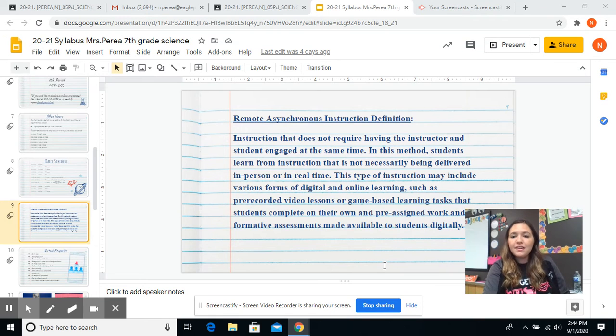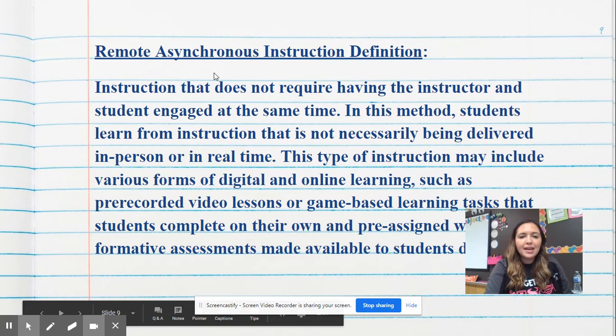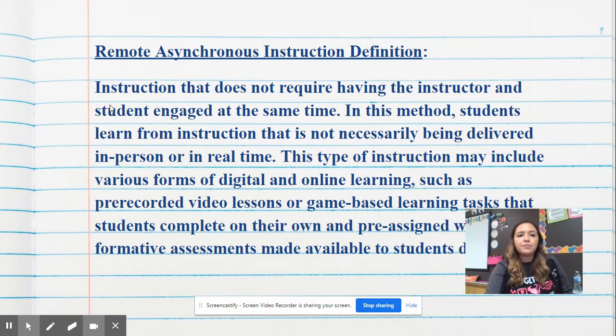Hi guys, today we're going to finish part 2 of the syllabus, and I'm starting off by explaining the definition of remote asynchronous instruction. I'm going to go ahead and put present so you can view it as full screen. So what is remote asynchronous instruction?